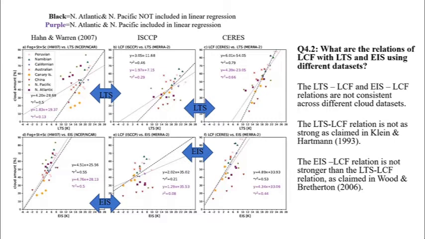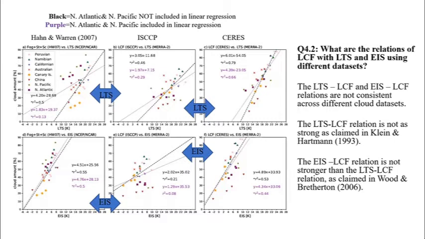The basic conclusion is that the relation between the stability and the cloud amounts is not consistent across different cloud data sets. Before I explain this statement, I want to mention that in each panel, there are 2 straight lines representing linear regression. The black line means linear regression using only the 6 boxes in the previous slide, excluding the 2 boxes over the North Atlantic and North Pacific, while the purple represents the use of all 8 boxes. Those are the 8 regions with low-level clouds. We do this because we essentially replot the same figure as in those 2 papers for comparison.